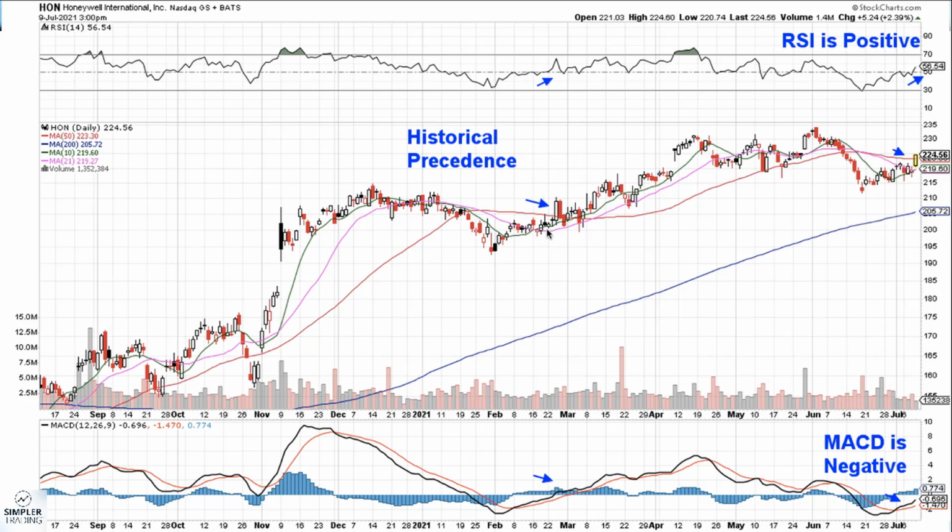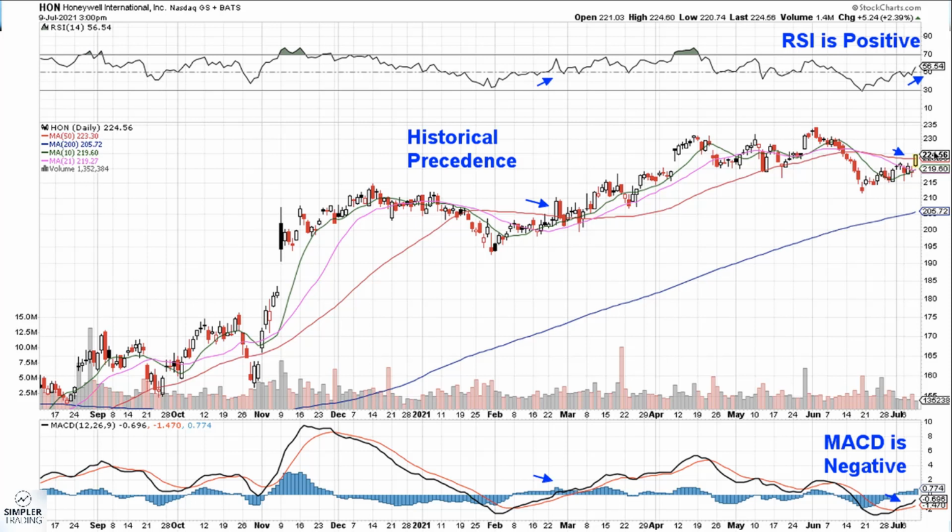Again, breaking back above these shorter term simple moving averages. Your RSI turns positive, as does your MACD, and we can see the significant advance that Honeywell did have subsequent to this downtrend reversal. So here we are currently. The stock has accomplished a couple of the signals that we're on the lookout for. It is too early at this juncture, but we are seeing a nice price break up above the 50-day simple moving average. That's this red line.